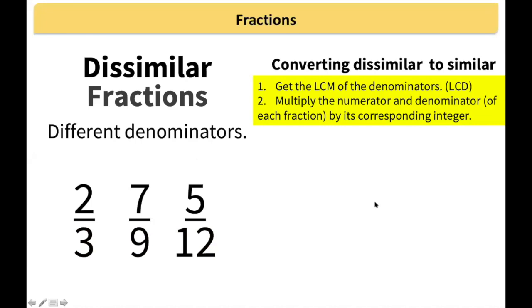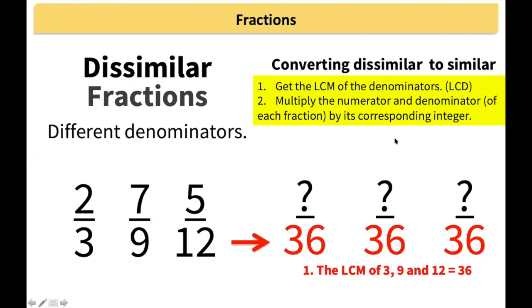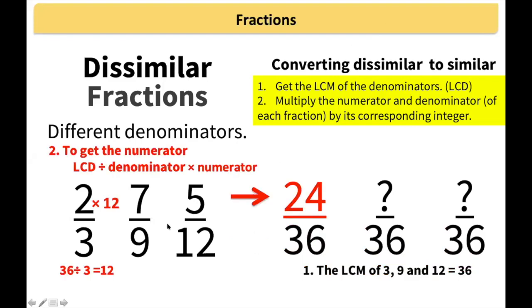How do we convert dissimilar fractions to similar fractions? So, first is get the LCM of the denominators. Or, another term for this is least common denominator. So, ano yung least common denominator mo dito? 36. It would be 36. Okay, LCM of 3, 9, and 12 is 36. Okay, how about pagdating sa numerator? To get the numerator, dapat the least common denominator, divide mo siya by the denominator, times multiply sa numerator. Okay? So guys, take note na iba-iba yung imumultiply mo sa bawat fraction, kasi magkakaiba sila ng denominator. So here, 36 divided by 3, that's 12. So, 12 times 2, kaya makuha mo yung 24.